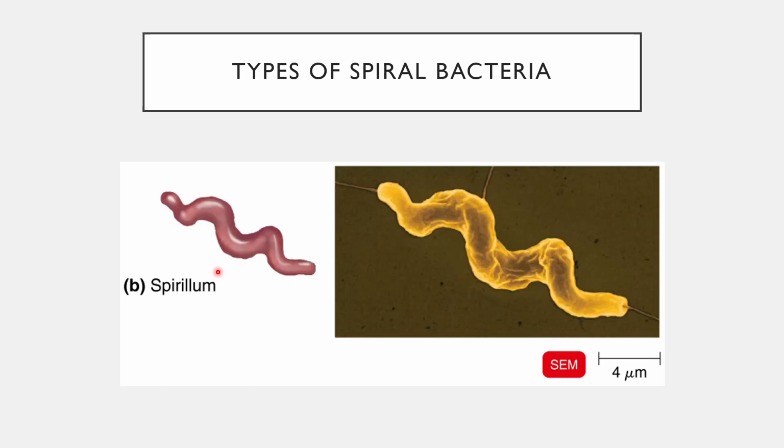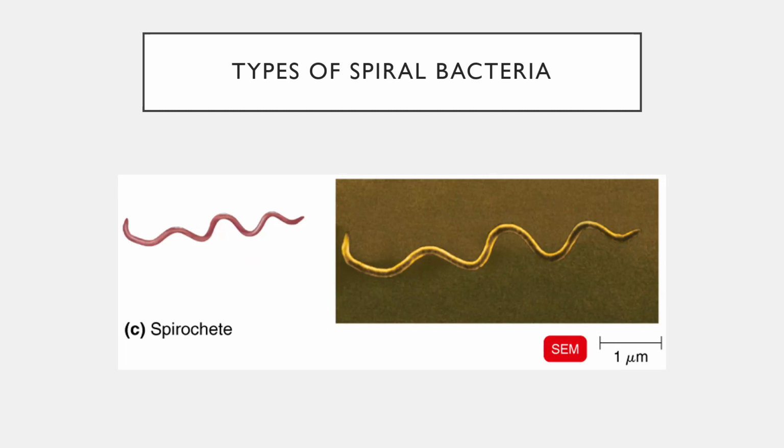Spirillum is a rigid corkscrew, and that can be contrasted to a spirochete, the third and final type of spiral bacteria, which is a longer, thinner, more flexible corkscrew.